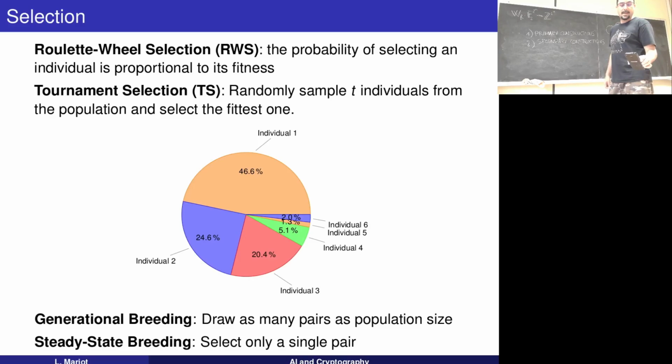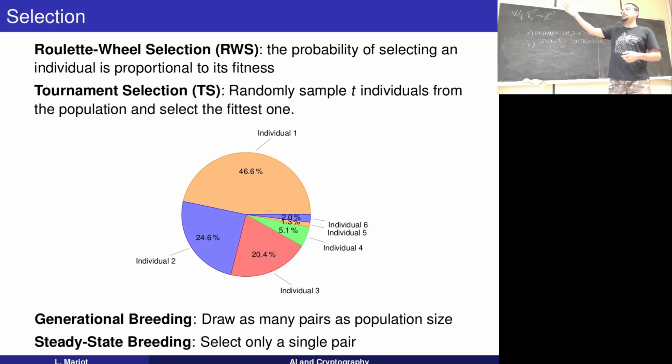So selection, there are many ways to do that. Typically, the first method that was quite popular back in the day was roulette wheel selection, where basically we say that the probability of selecting an individual in the population is proportional to its fitness value. And you can imagine you have a roulette wheel where each individual gets a sector of this wheel that is proportional to its fitness.